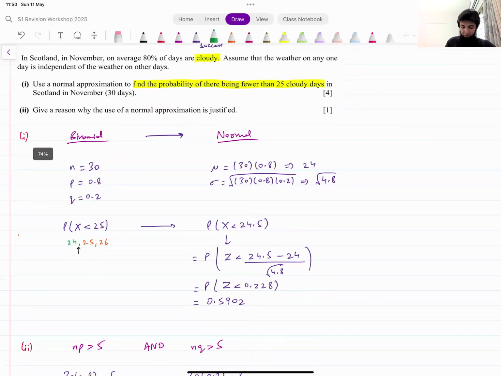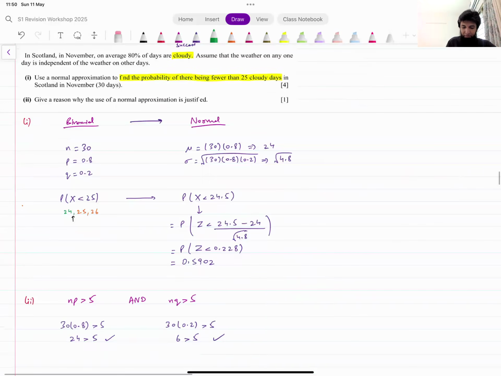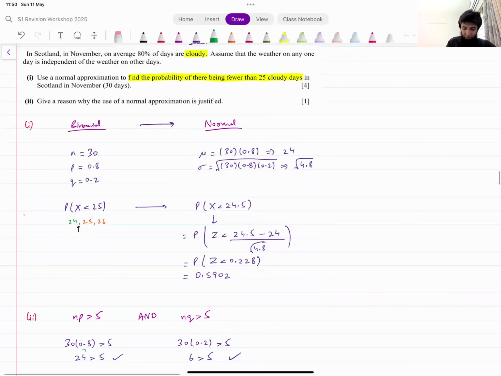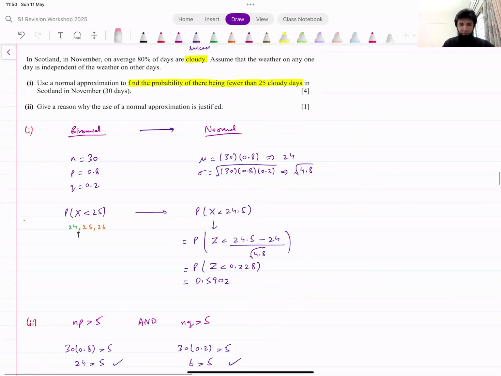is justified. You would have to find these two values. You would find N times P. N times P turns out to be 24. That is greater than 5. N times Q turns out to be 6. 6 is greater than 5. Both of these conditions are met. Since both of these conditions are met, that justifies the use of normal approximation. If any of those numbers was not greater than 5, we would not be able to use this approximation.